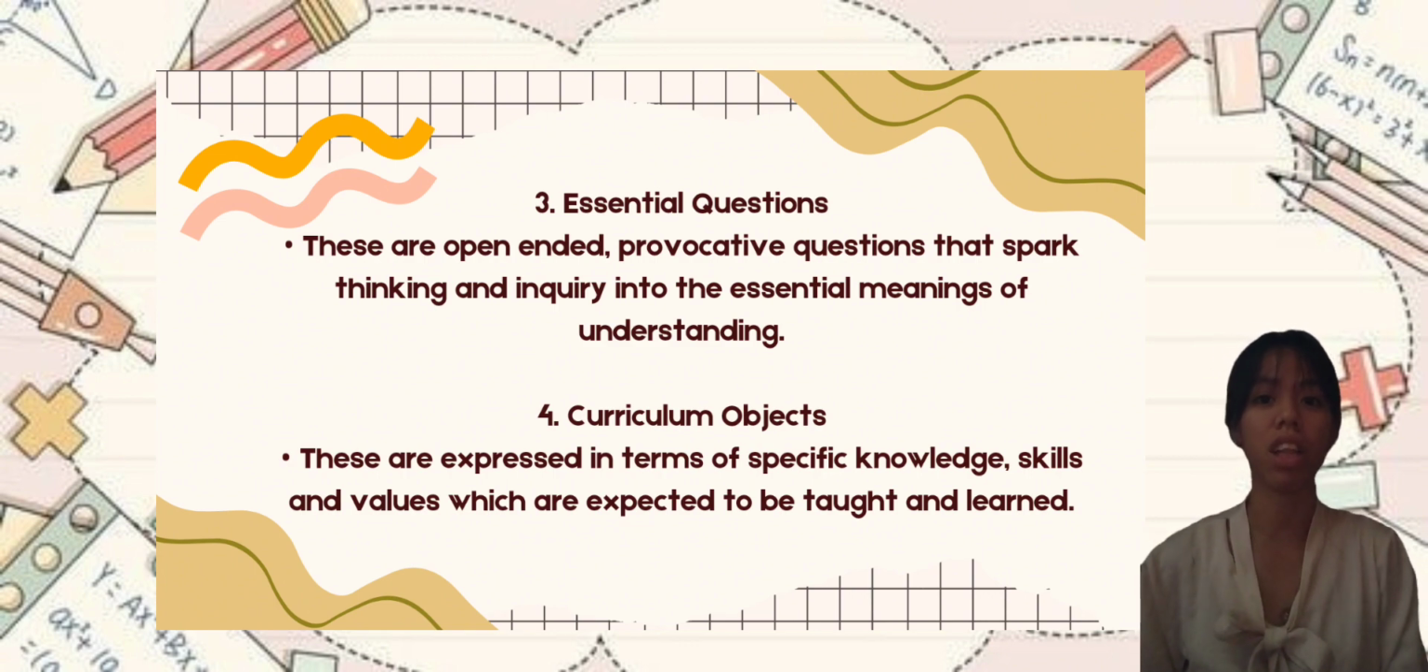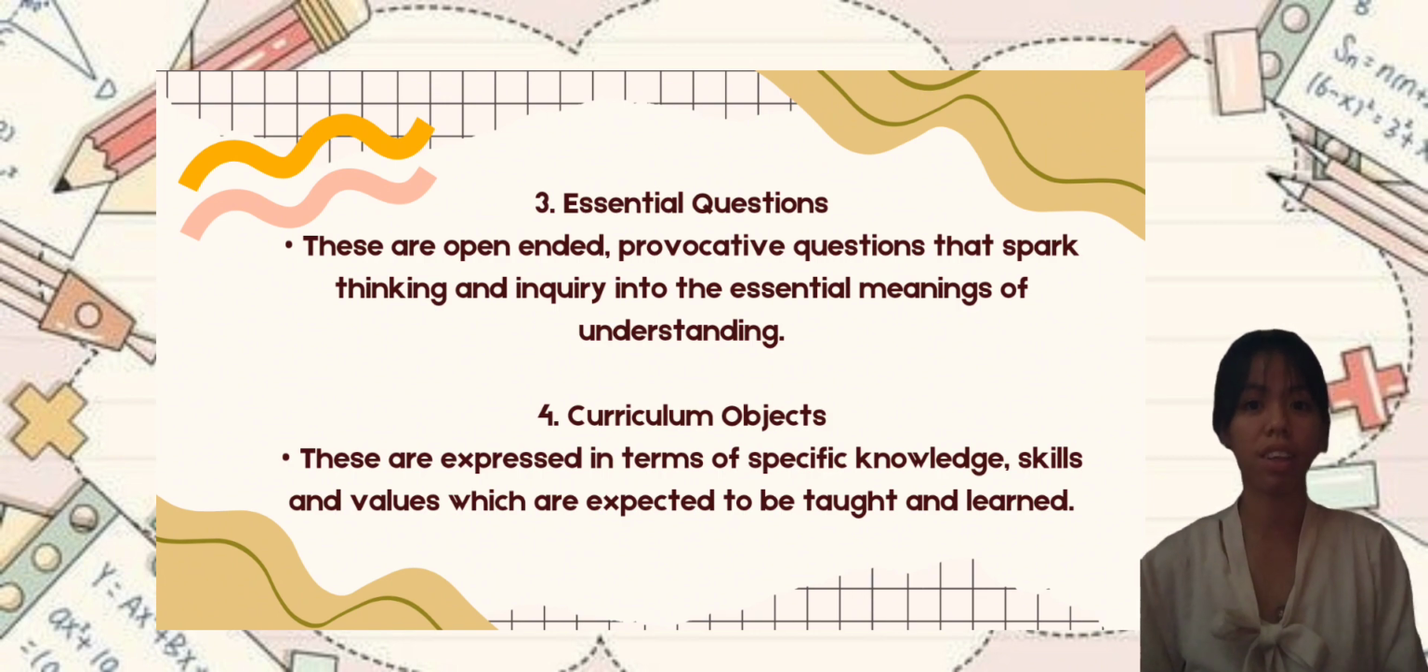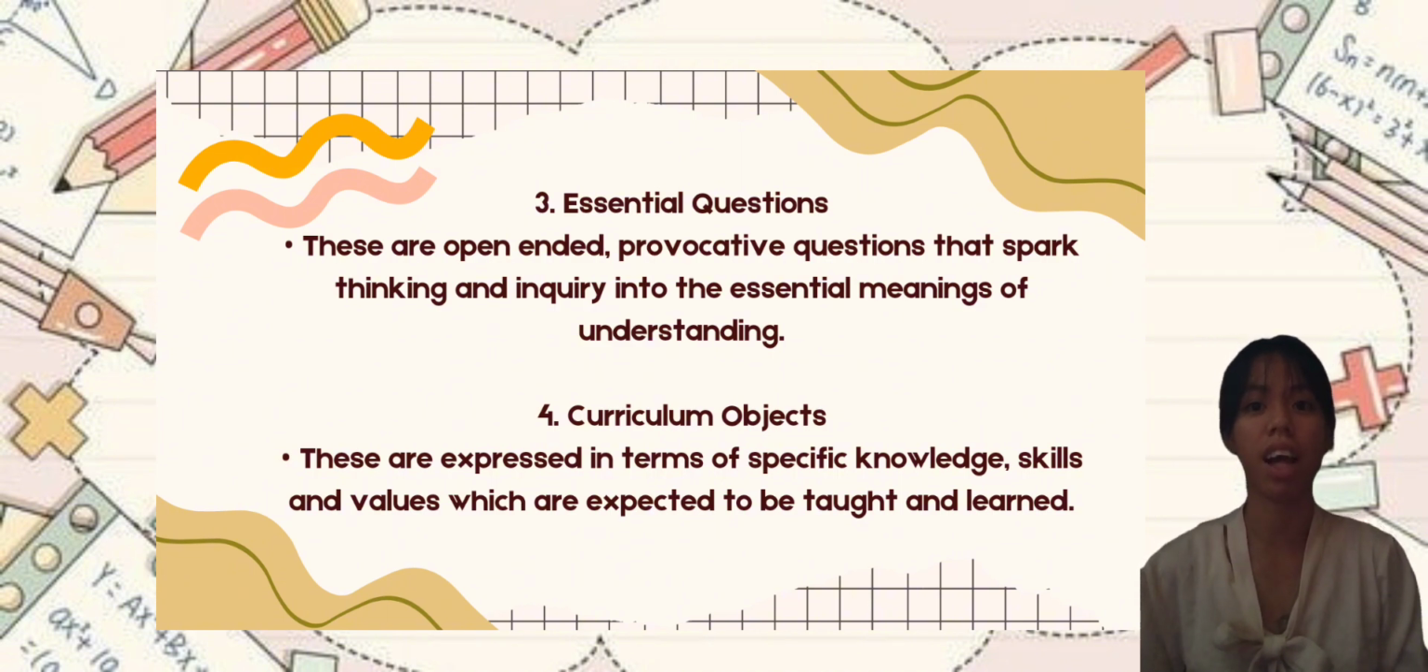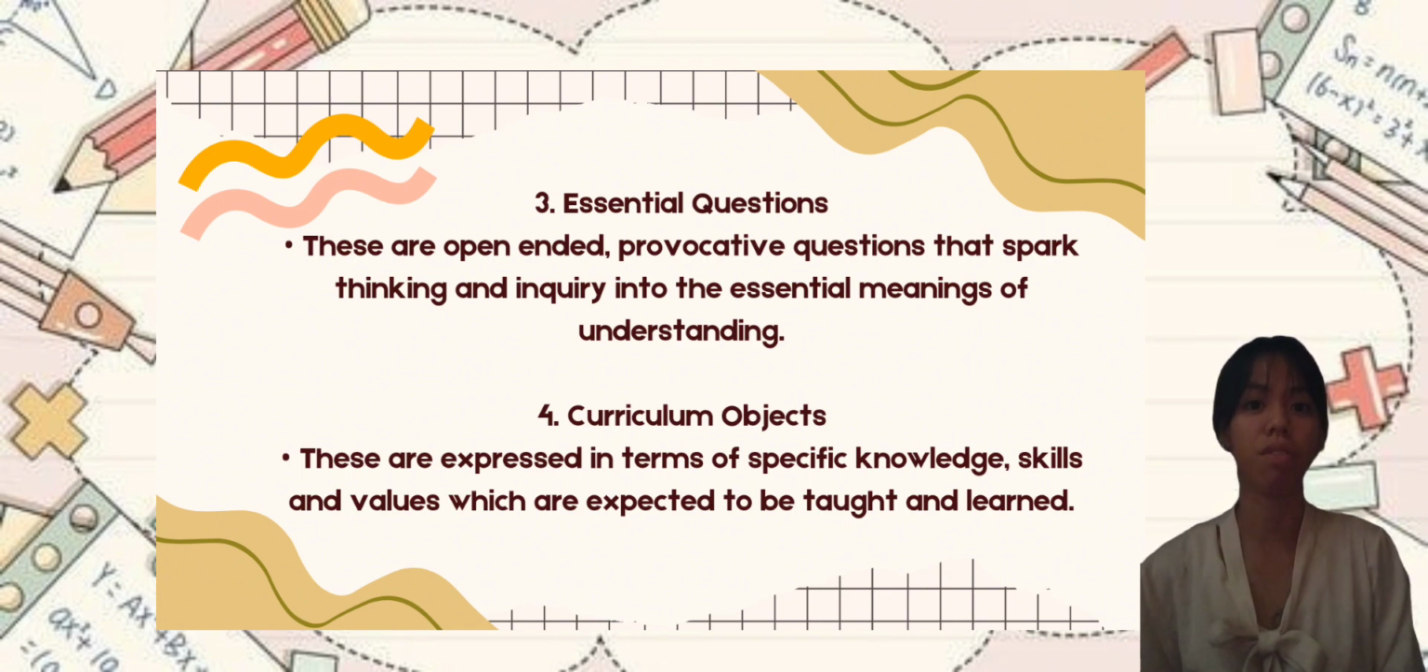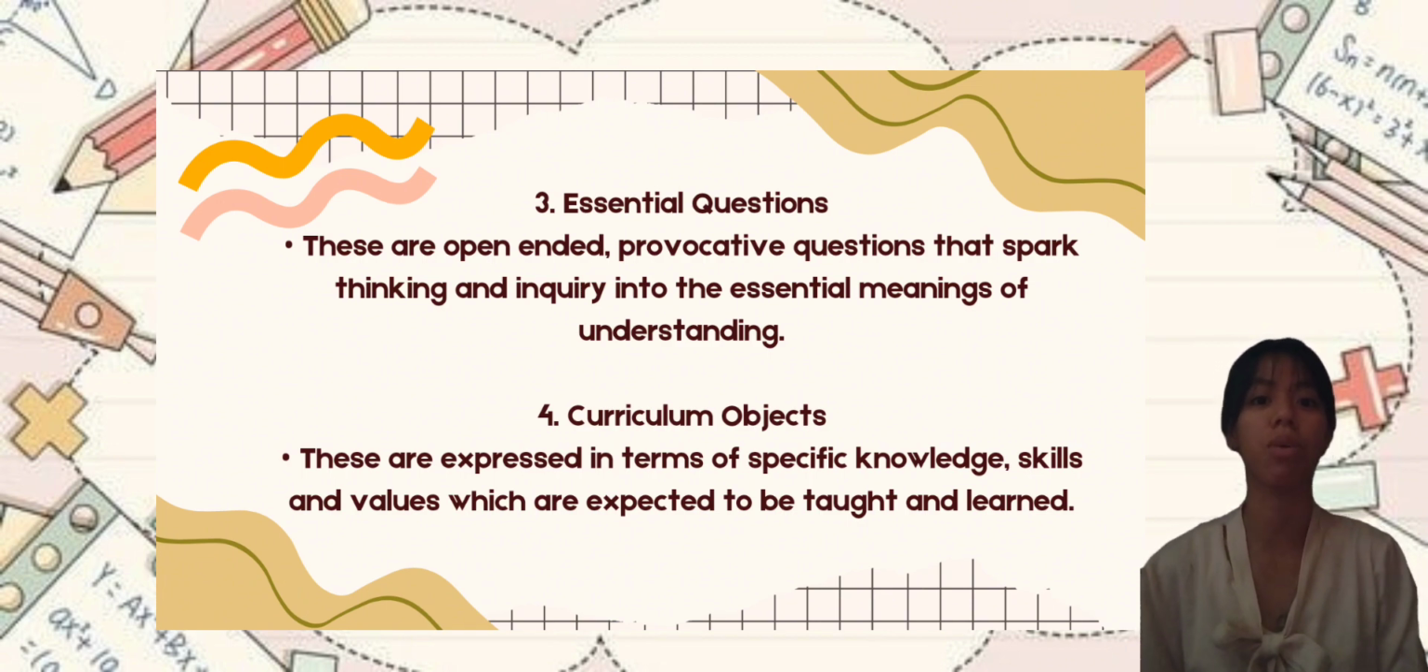For example, in a literature class, an essential question could be: how does literature reflect and shape societies? This question prompts students to analyze the influence of literature on society and vice versa, encouraging them to explore the complex relationship between literature and the world around us.